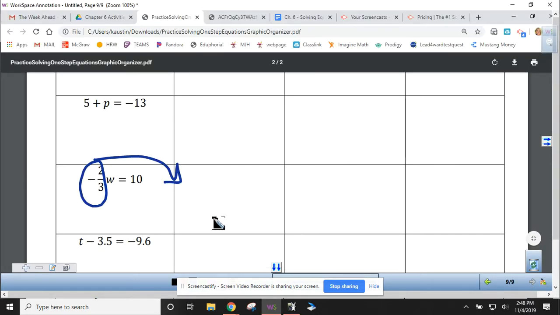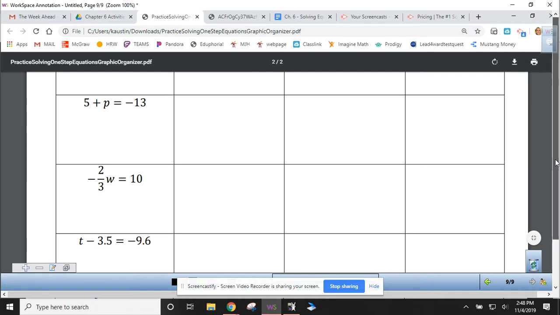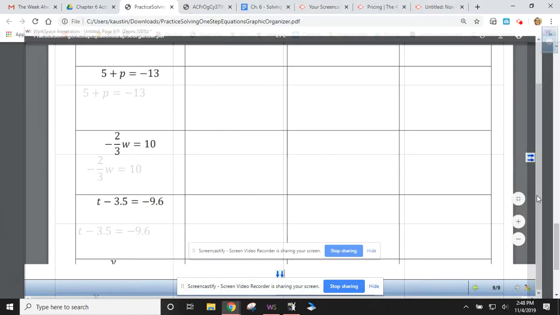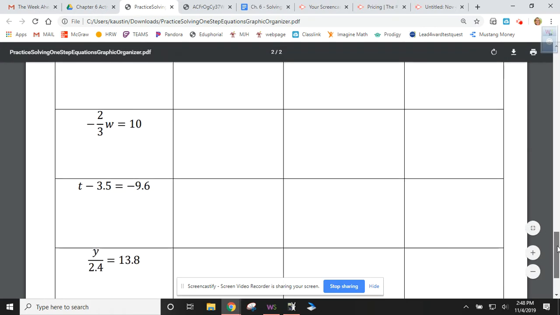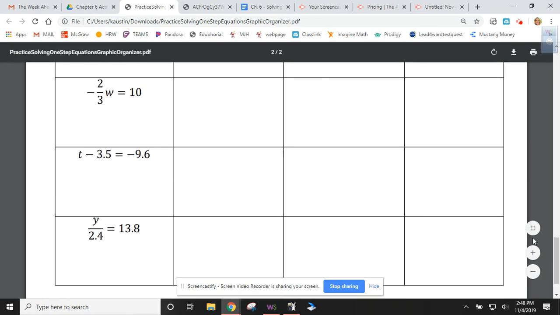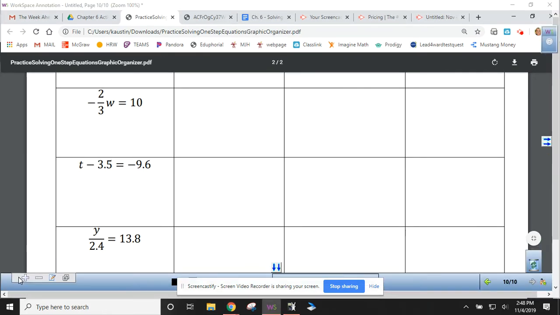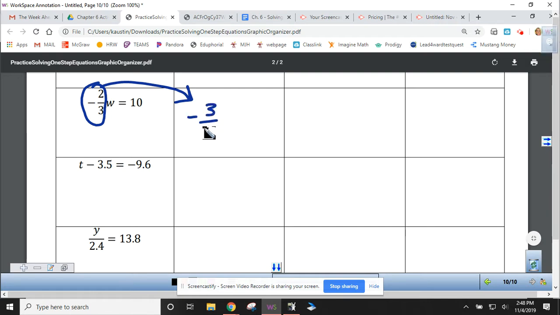Okay, for this one, we've got negative 2/3 W equals 10. You can either divide each side by your coefficient of negative 2/3, or you can multiply by its reciprocal. Don't forget the negative sign, you just flip it upside down. So now I've got W equals 10 times negative 3/2. Leave it in this format. And you would get negative 15.